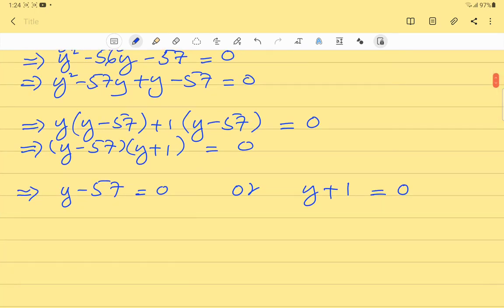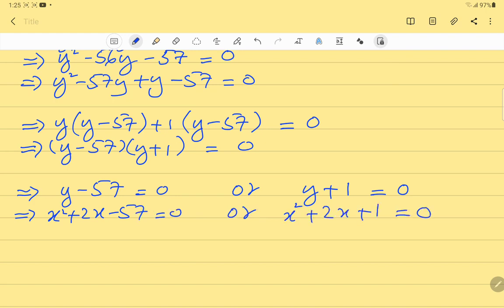If you can recall, in the beginning of the question we assumed that y is equal to x squared plus 2x. So that value we will bring back. So x squared plus 2x minus 57 is equal to 0, or x squared plus 2x plus 1 is equal to 0.